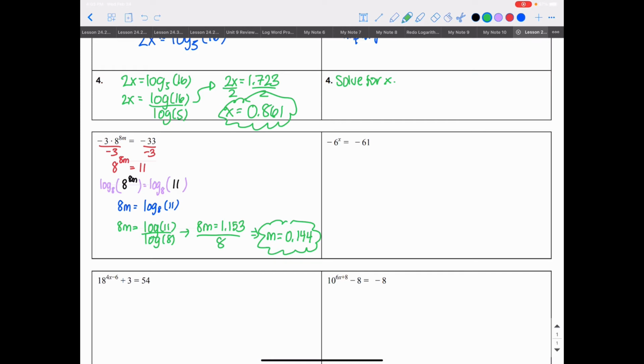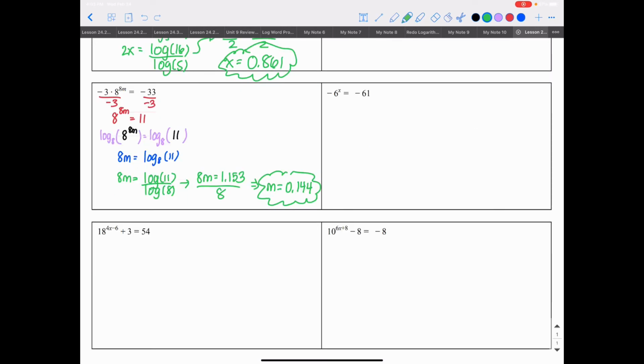Think about what this one has extra on the left-hand side that you have to get rid of. What you should have done is divide by -1 on both sides to start, and you would have ended up with 6 to the x power is equal to 61.